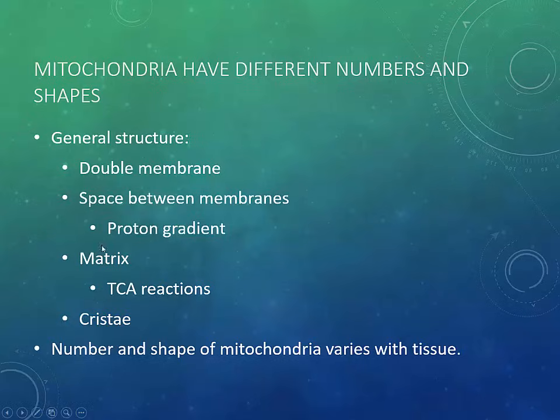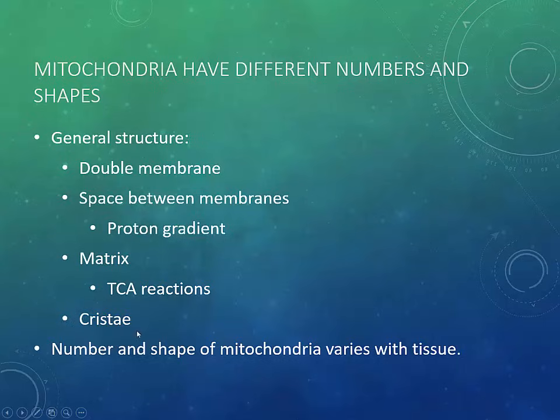And that brings us to the matrix. The matrix is the center chamber, if you will, of the mitochondria. It houses reactions of the TCA cycle, it houses reactions of heme biosynthesis, it houses reactions of the urea cycle, it houses reactions of beta oxidation, and so on. And so as you can see, the mitochondria are far more important than simply making ATP. They do a large number of activities.